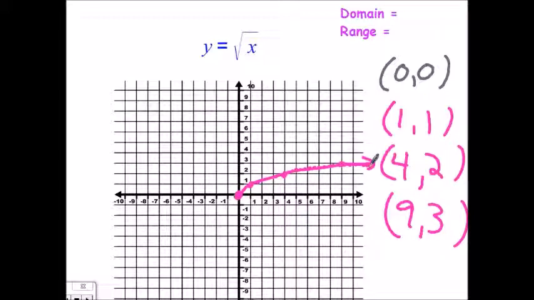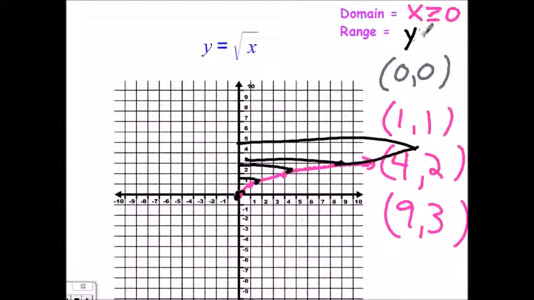So basically my domain is all the x's I can try. As long as x is greater than or equal to 0, we're good. Now my range will be all of the y coordinates. If you look at every one of these points and think about the y coordinate, remember this is just going to keep getting bigger and bigger. y is going to get bigger and bigger from 0. So the range is all y's that are greater than or equal to 0.